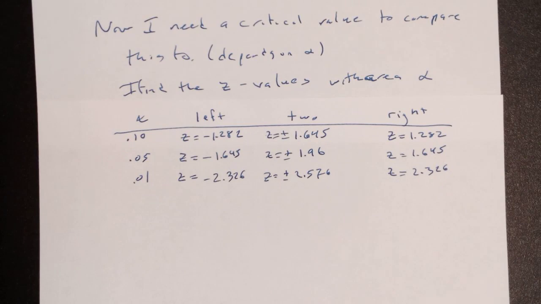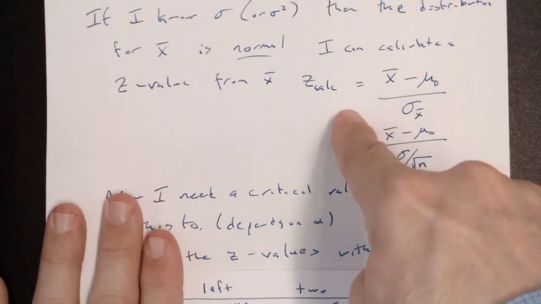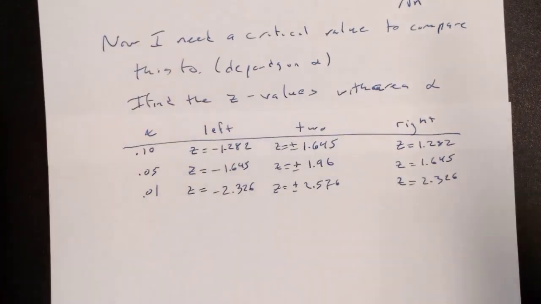Now, this is a test. I made a test statistic. I need to know, how do I decide? I calculated some number. I have a value to compare it to. When do I reject the null hypothesis?